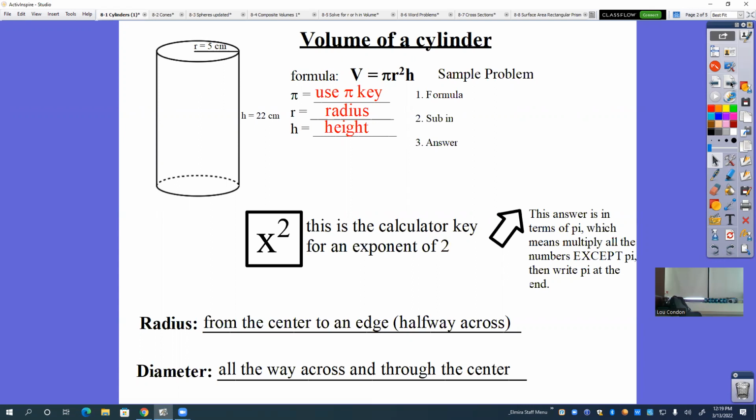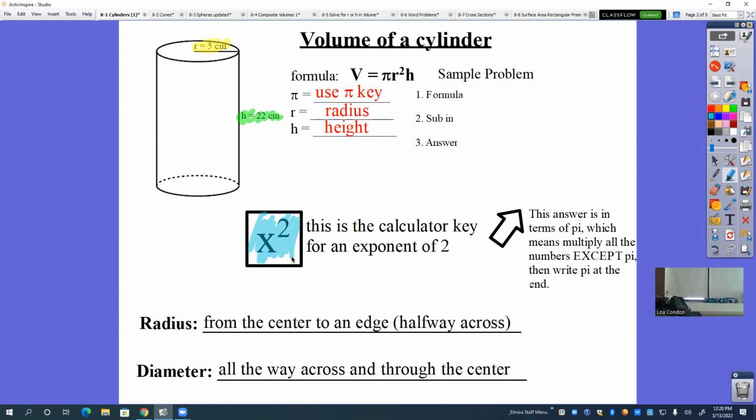As you look here in our example, the radius of the circle is 5, and the height of the cylinder is 22. When we talk about squaring something, that is the x squared button. The x with the little 2 up to the right is our squared button.